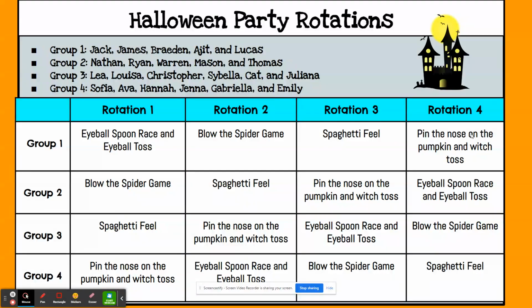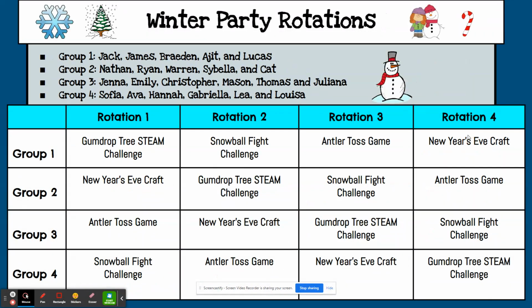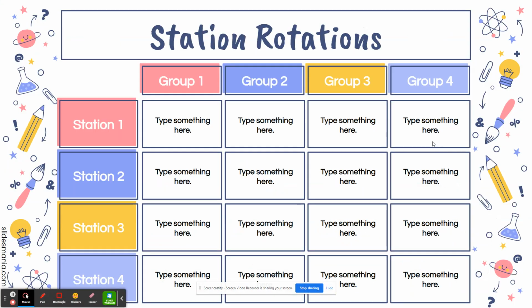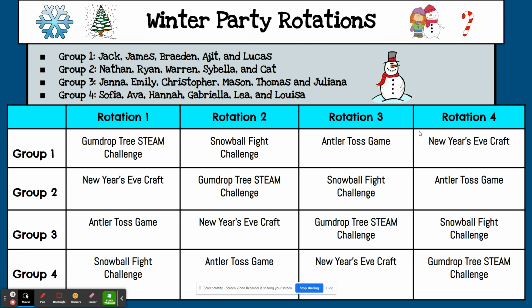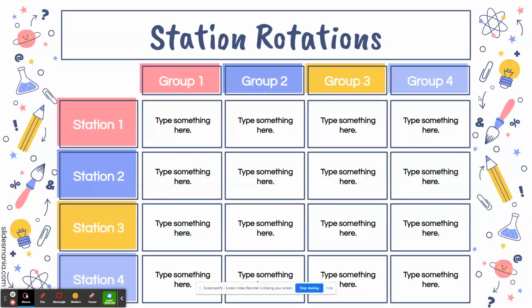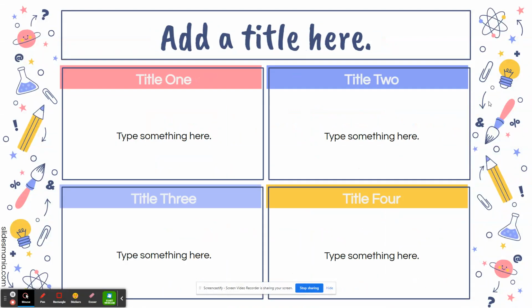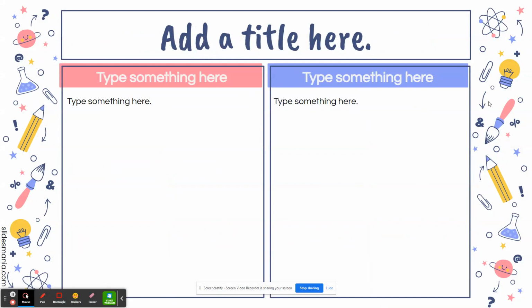And then these are just examples of Halloween party rotation schedules or winter party rotation schedules. If you continue to use rotation schedules throughout every single day throughout the school year, it becomes more of a routine and a habit for the students. And also, it makes your life a lot easier during class parties. And then the rest of these slides are just templates that were in here. Feel free to use anything.